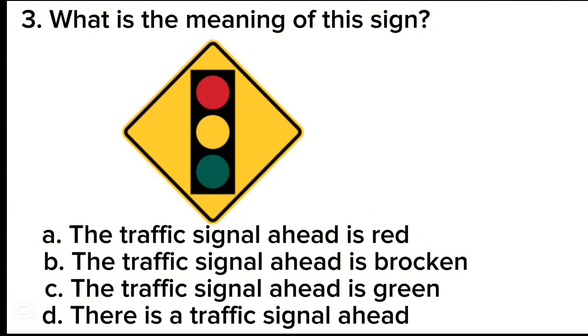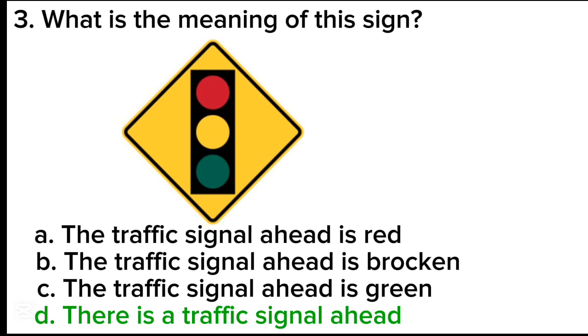Is it A. The traffic signal ahead is red? Or is it B. The traffic signal ahead is broken? Is it C. The traffic signal ahead is green? Or is D. There is a traffic signal ahead? What is the best answer? Let's write. The correct answer is D. There is a traffic signal ahead. The correct answer is D. There is a traffic signal ahead.